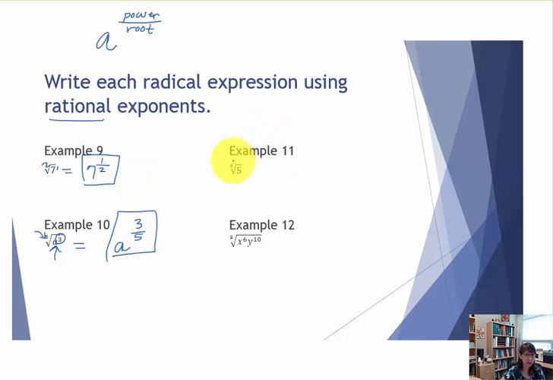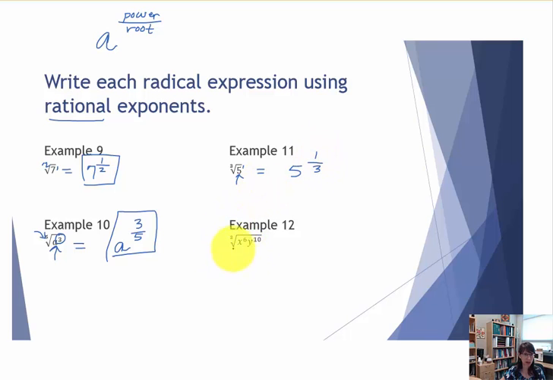For example 11, we have 5 raised to power of 1. So our base this time is a number. That's okay. Power is 1. So we'll start it off with a numerator of 1. And our root is 3. So 3 belongs in the denominator. The cube root of 5 is the same thing as 5 raised to the 1/3.